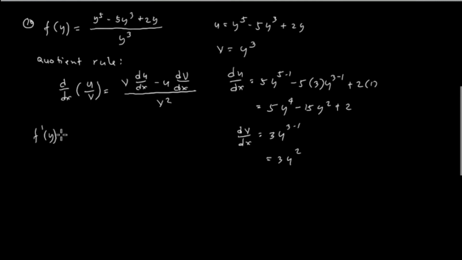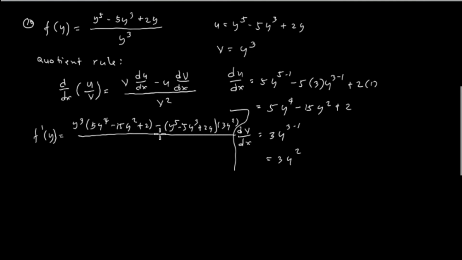f prime of y is equal to, using the quotient rule, v, which is y cubed, multiplied by du over dx, which is 5y to the fourth minus 15y squared plus 2, and then minus u, which is y to the fifth minus 5y cubed plus 2y, times dv over dx, which is 3y squared. And divide by v squared, which is y cubed squared. And that's the time we simplify.